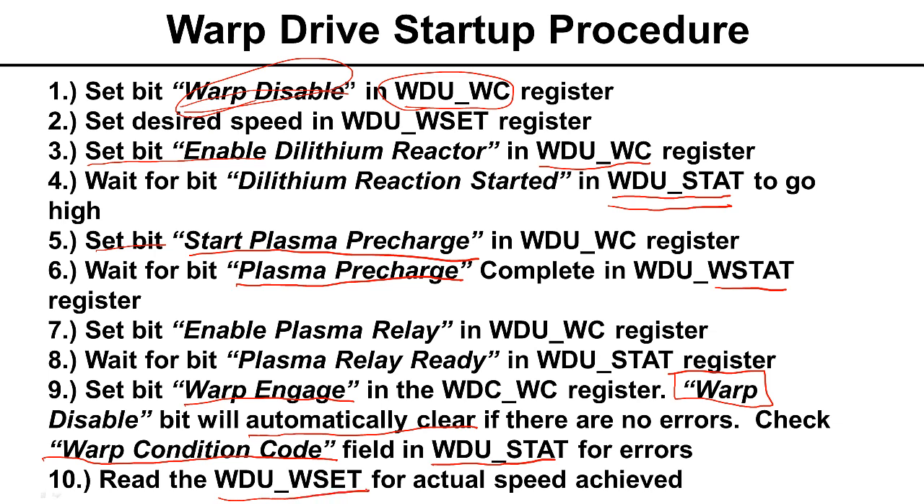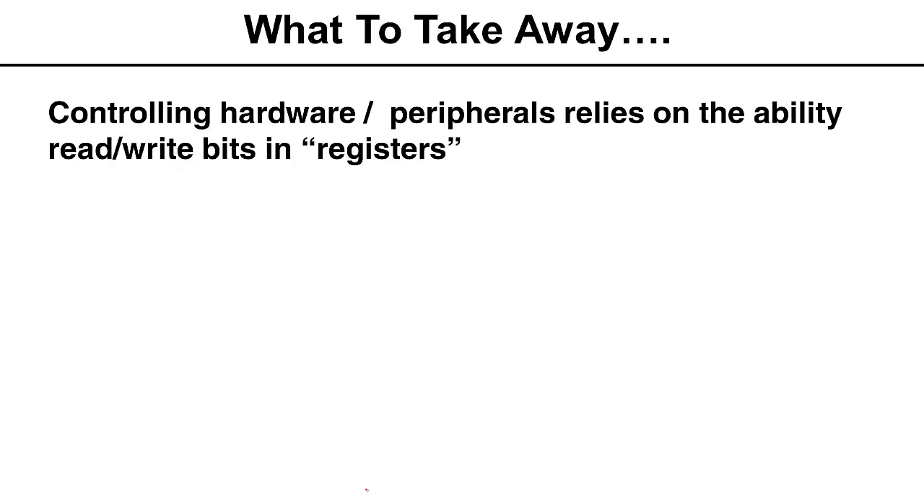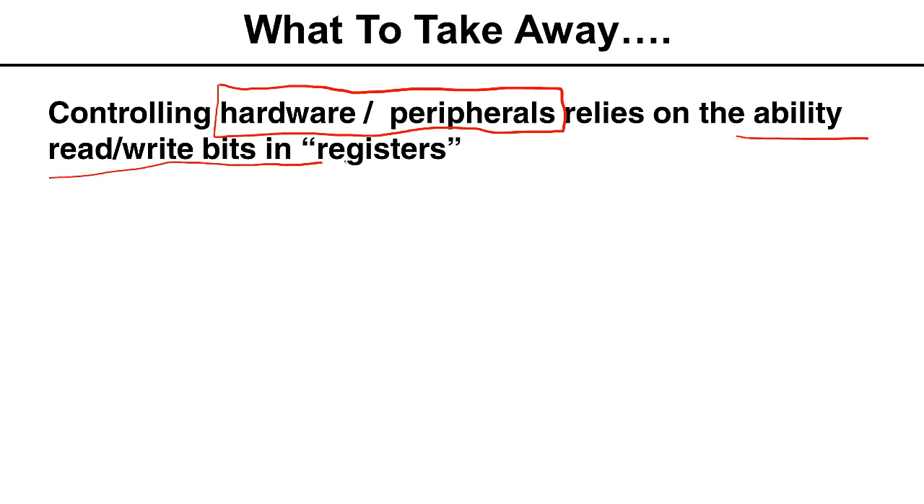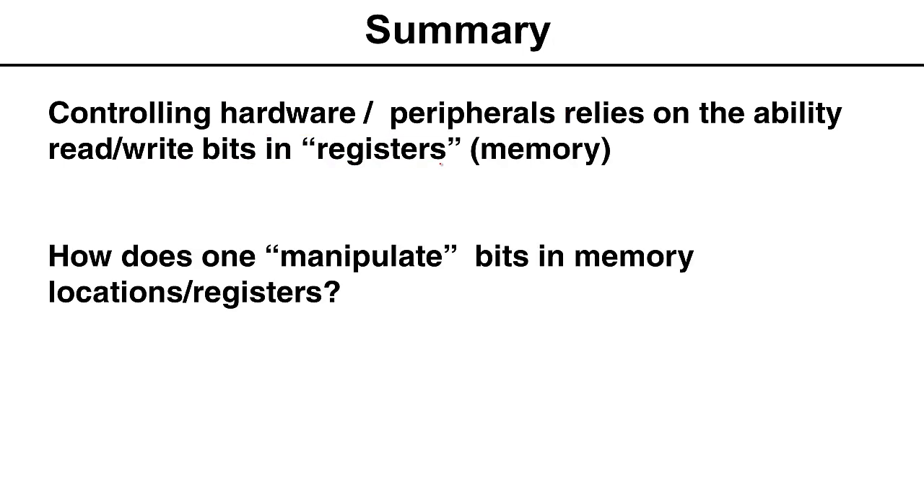So this is very common. While we're not programming a warp drive every day of our life, it's not uncommon in the microcontroller world to see some sort of sequence diagram where you have to read a certain set of bits, set bits, clear bits, toggle bits. So what I want you to take away from what we've just looked at here is that controlling all hardware and peripherals simply relies on your ability to read and write the bits in registers or these memory locations.